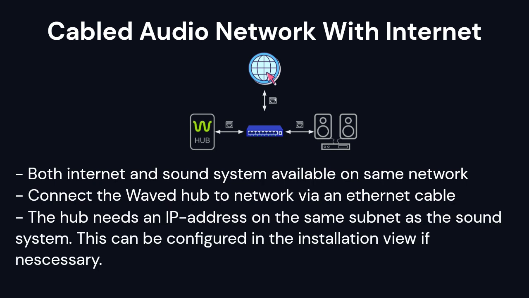Sometimes, the sound system has a static IP address on a different subnet than the DHCP server on the network. In these cases, the hub needs an additional IP address on the subnet of the sound system to be able to send commands to the sound system. This is done by creating a virtual Ethernet interface, which can be done in the installation view in the Waved application. This will be covered in a later section.